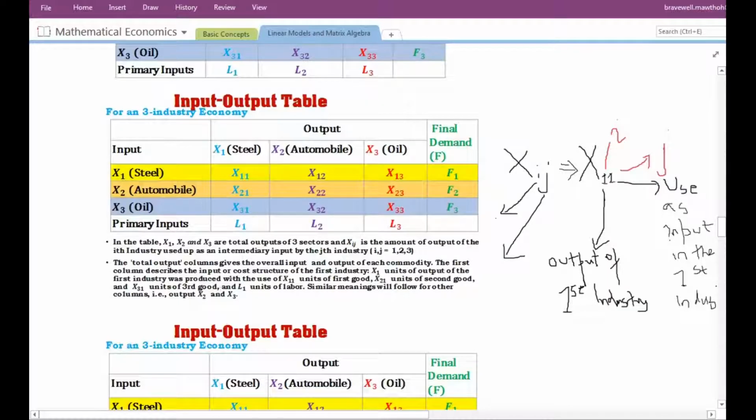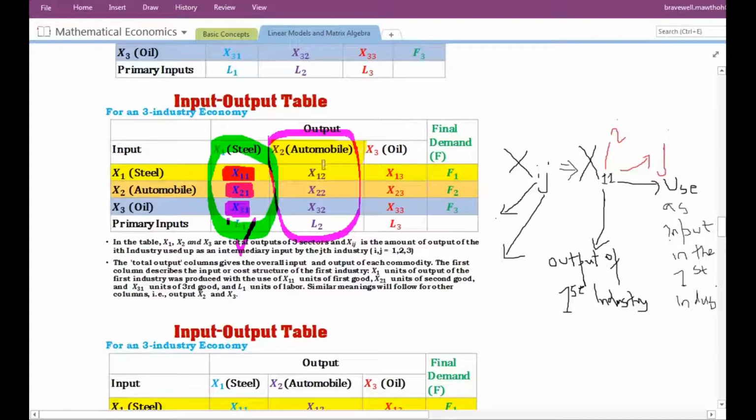The first column describes the input or cost structure of first industry. So if we look at the first column, it tells us what are the inputs which go into the production of steel. So in the production of steel, X11 unit of steel is used, that is its own output, X21 unit of automobile and X31 unit of oil.